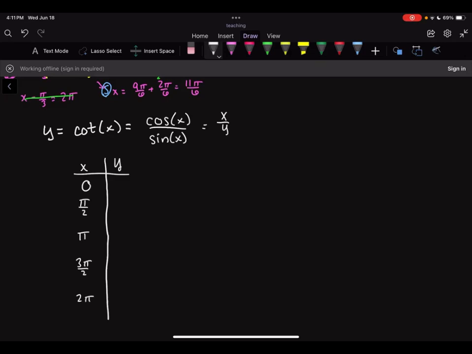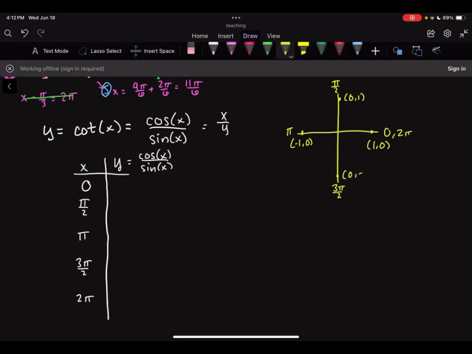This one, we're actually going to see our asymptotes are in a different spot. So we're going to find our x points the same way, but they're going to be a little different from tangent. I always like to reference back to the unit circle. So this is 0, pi over 2, pi, 3 pi over 2, looping around to 2 pi. So I get 1, 0, 0, 1, negative 1, 0, and 0, negative 1.